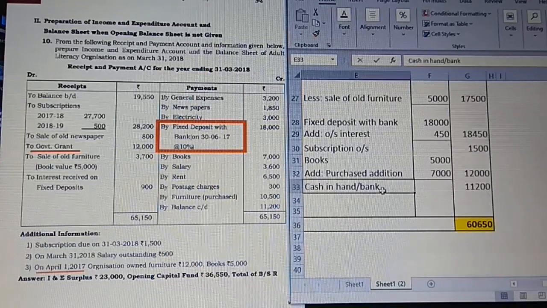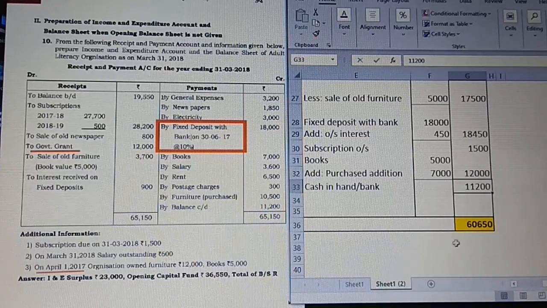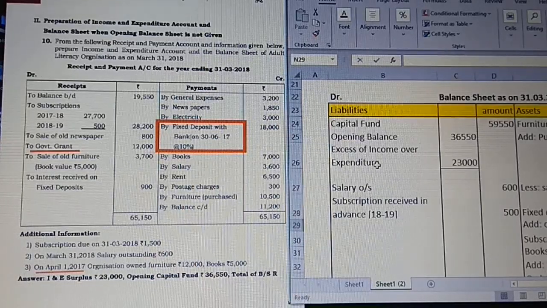Next, cash in hand or cash at bank is not given in the question at all. Why do we need to take it? Still concentrate. Receipts and payment account is nothing but it is equal to a cash book. So the balancing figure as a carry down closing balance 11,200 is always to be treated as cash in hand or cash at bank. So I have taken that value. We get my asset side value total as 60,650.